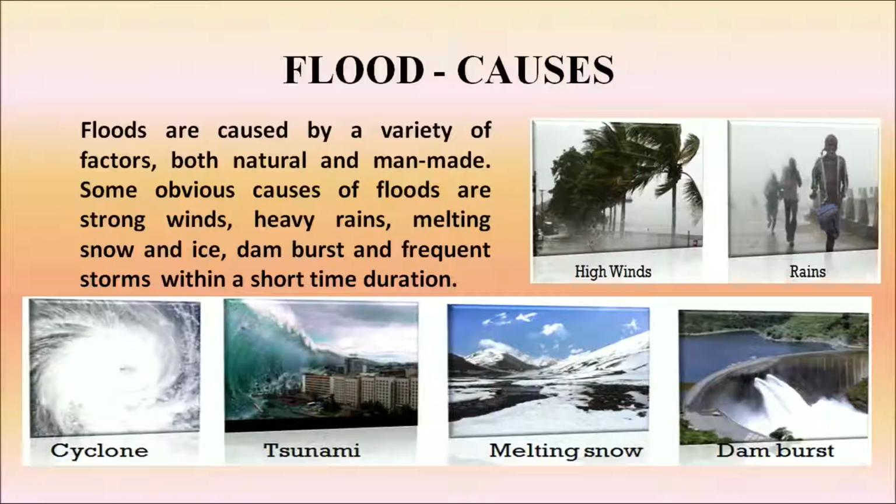Now we will take the first natural disaster, that is flood. Floods are caused by a variety of factors, both natural and man-made. Some obvious causes of floods are strong winds, heavy rains, melting snow and ice, dam burst and frequent storms within a short time duration. The common practice of humans to build homes and towns near rivers and other water bodies, like within natural floodplains, has contributed to the disastrous consequences of floods.